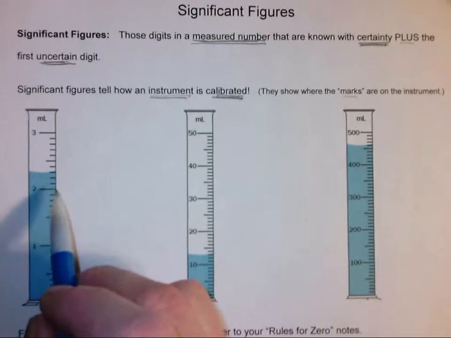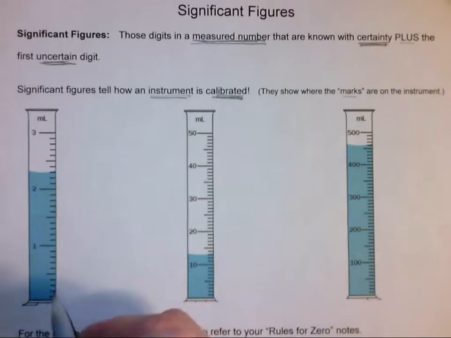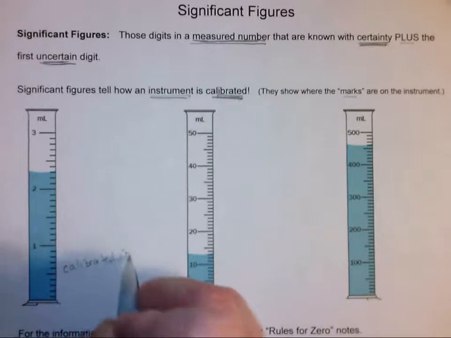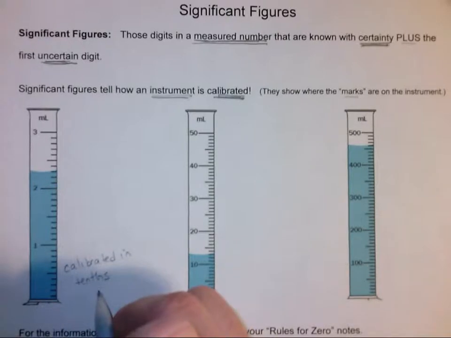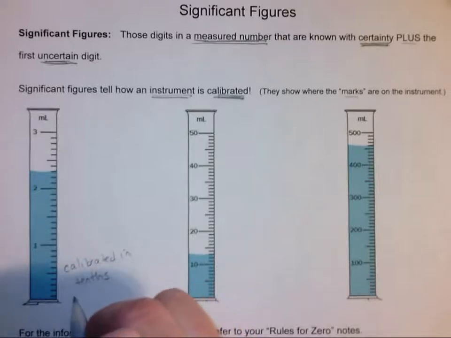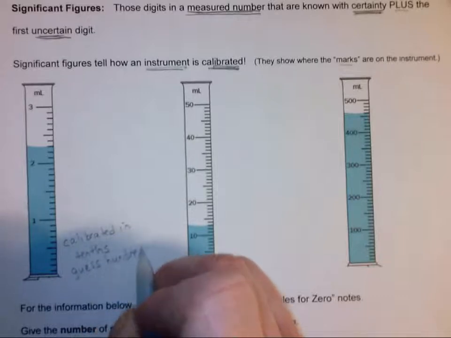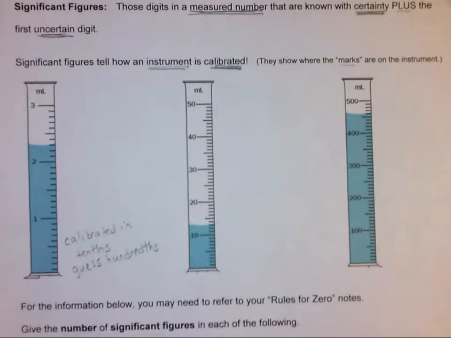This graduated cylinder is calibrated every 1/10 of a milliliter. Each of these lines is 1/10 of a milliliter. So we say it is calibrated in tenths. That is what we know with certainty. We are going to guess at the hundredths. So what we are guessing at is our uncertain digit. So it's calibrated in tenths and we guess at hundredths.